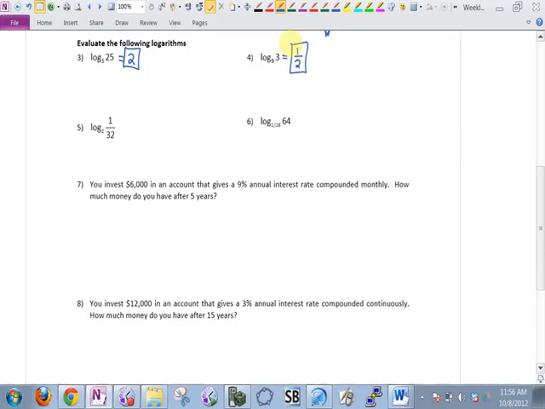Log base 2 of 1/32. So the big thing you need to identify was 2 to the 5th is 32. Well, this also involves a reciprocal, so the answer's got to be negative 5.